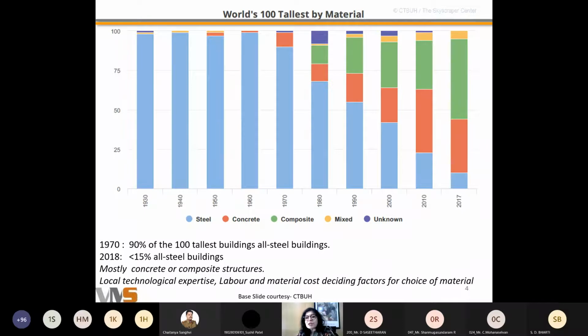So why is this sudden change in terms of concrete to steel, from steel to concrete or composites? Why did that happen? That is also linked to the geographical movement from the west towards the east. In the west, labor is very expensive, while in the eastern countries, as you move towards the Middle East or Southeast Asia or Asia, material is more expensive, or it used to be more expensive as compared to labor. So that pretty much was driving the choice of material which was being used for these.